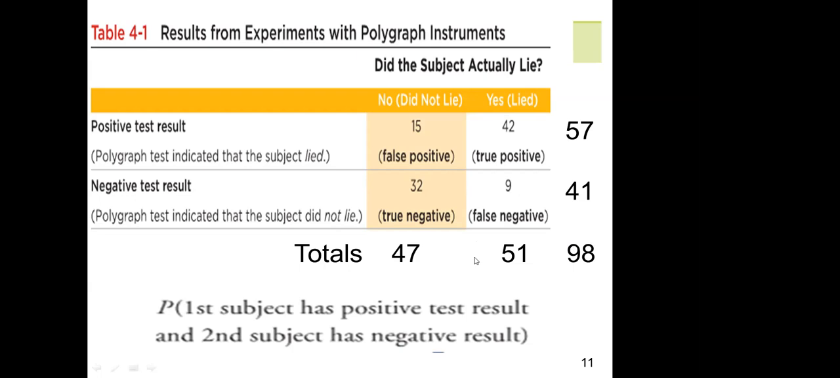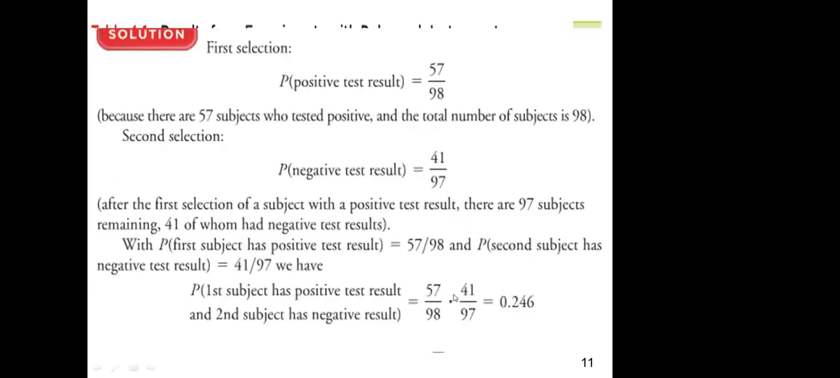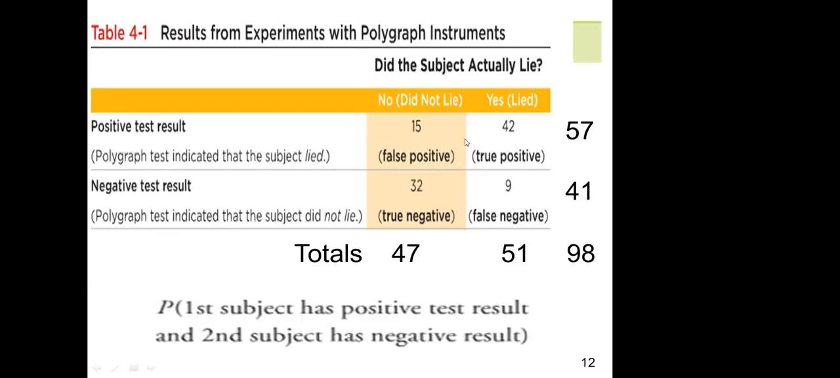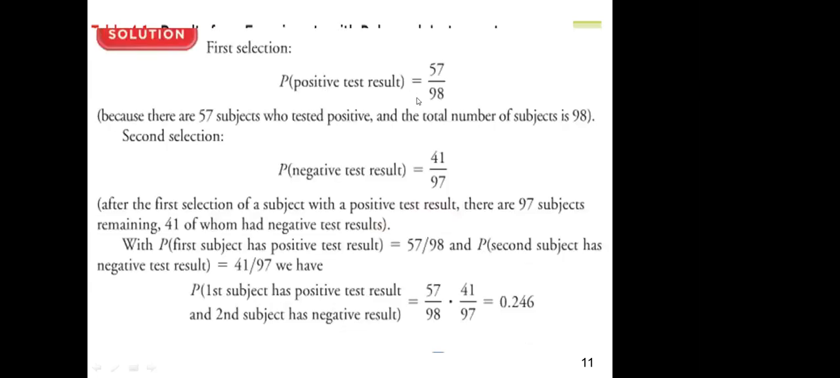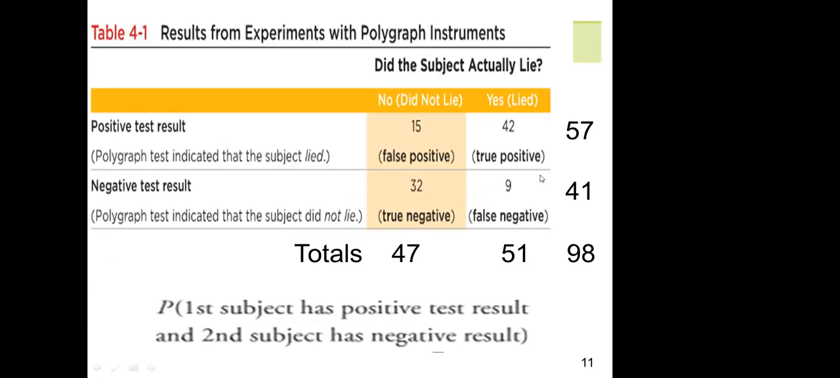So he's asking us here, what's the probability that the first subject had a positive test result and the second one had a negative? Well, there are 57 people who had a positive result. Here they are, these 15 and 42. 57 out of a total of 98 had a positive result. Times how many people had a negative result. Well, negative results here, these 32 and those 9, 41 people. But guess what? The total is not 98 because you already took out this one person with a positive result.